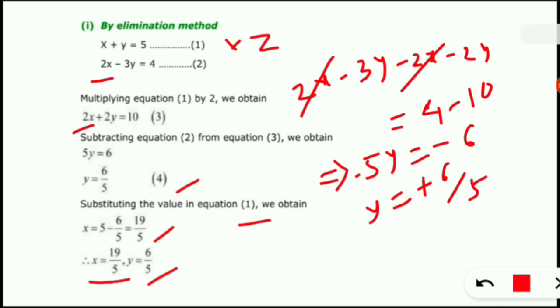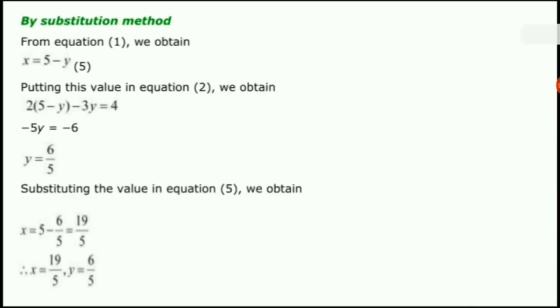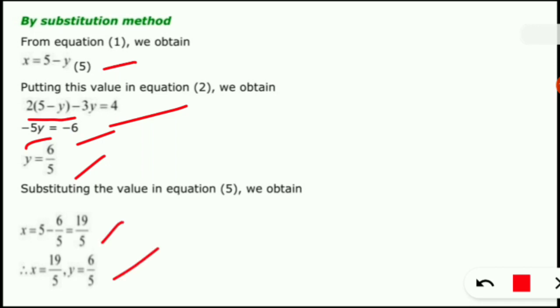Now we solve this problem using the substitution method. Okay, so from equation 1 we obtain x equal to 5 minus y, so putting this value in equation 2 we obtain 2 into 5 minus y minus thrice y equal to 4, so minus 5y equal to minus 6, y equal to 6 by 5. Okay, substituting the value in equation 1 we obtain x equal to 5 minus 6 by 5, so 19 by 5, therefore x equal to 19 by 5 and y equal to 6 by 5. Clear? Now next question.